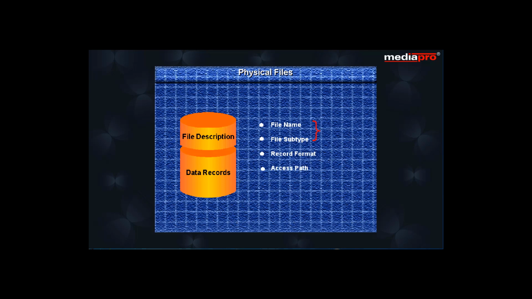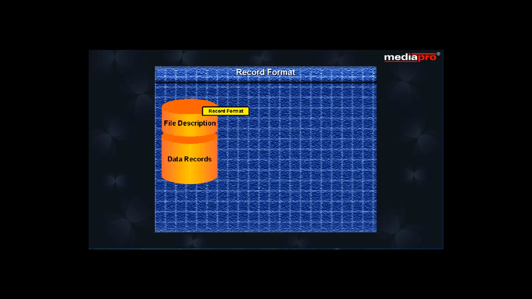The file name and file subtype descriptions are self-explanatory. The record format describes the fields in the data record. It contains the following information for each of the fields in the data record: field name, data type, field length, usage, description, and column heading.